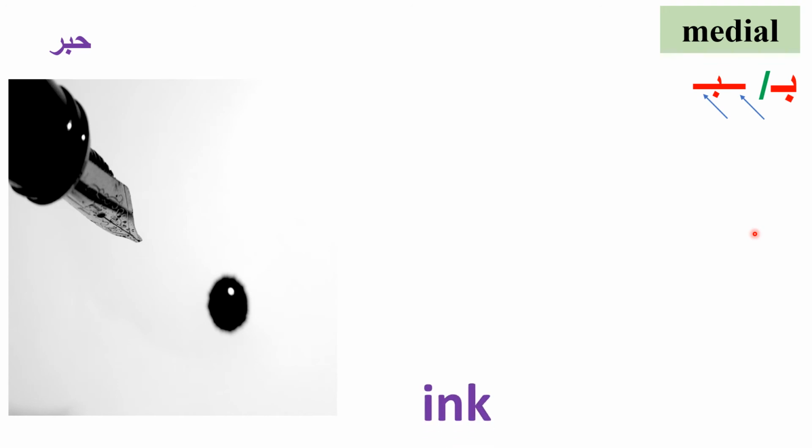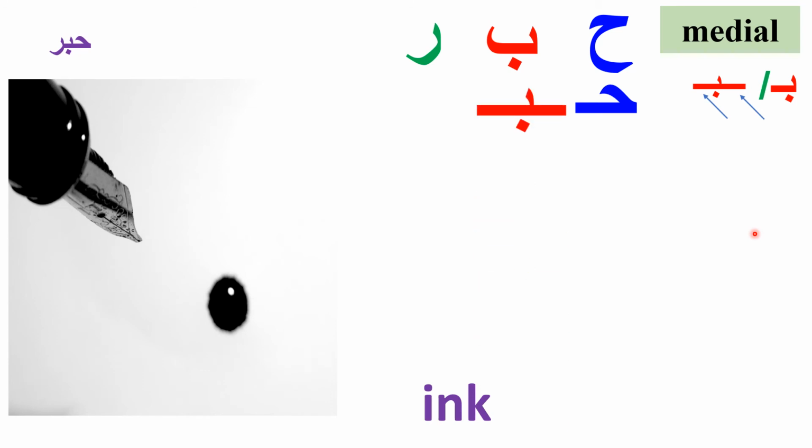We'll follow the same procedure. So individual letters first. Al-ha, ha. Al-ba, ba. Al-ra, ra. The ha will extend to the left so that it connects with the ba. So we'll have this shape. Here is the ba sound as well, where it has extension to the right and extension to the left, making it ready to connect with the preceding ha and with the following ra.